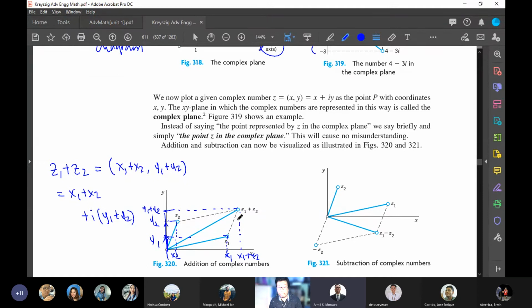But another way of interpreting that operation is what we call head-tail addition. That is, we put Z2, this is your Z2, at the end of your Z1. Then from the start of Z1 until the end of Z2 would be the sum. The end point they reach is the sum.